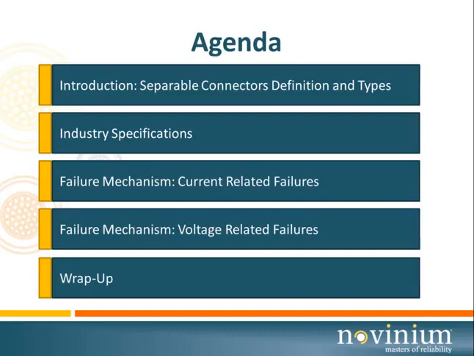Here is the agenda that we're going to be going through today. We're going to start with a definition of separable connectors and look at the specific types that are available today. We're going to look at the industry specifications that govern separable connectors. And then we're going to get into the failure mechanisms. I've broken these into failure mechanisms that are related to the current carrying portions of the connectors, and then those that are related only to the voltage or the dielectric portion.